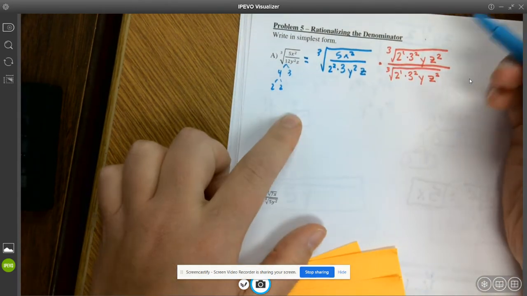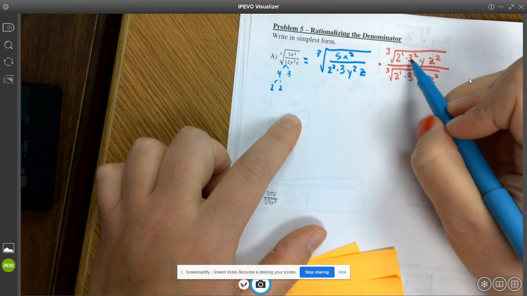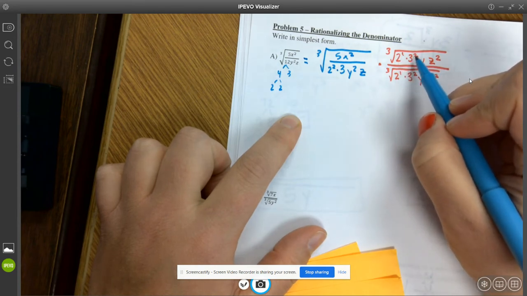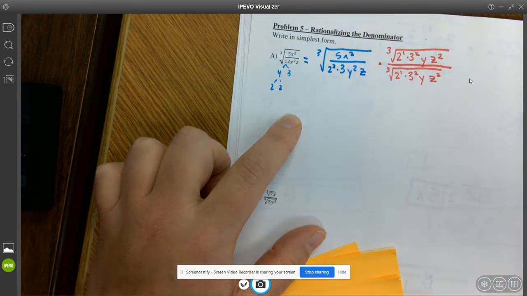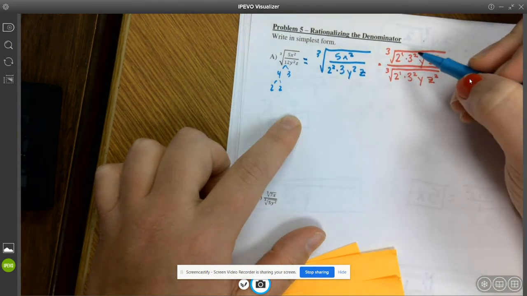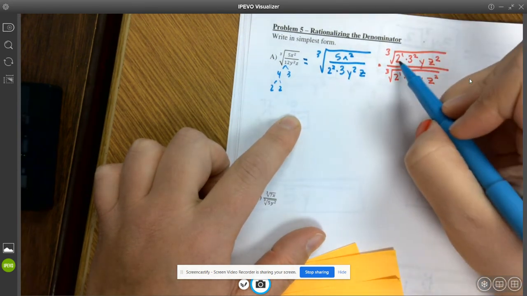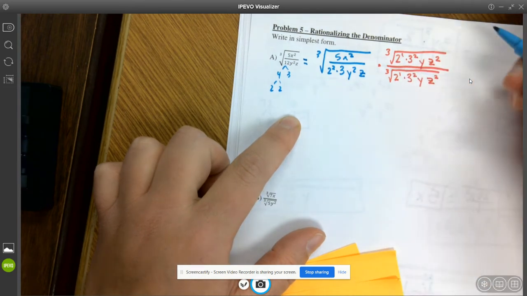And I multiply across. So this essentially is 2 times 9, because 3 squared is 9. So if you want to think about this, you can type that all in your calculator. 9 times 2 is, actually I'm going to do 5 times 2 is 10, times 9 is 90.